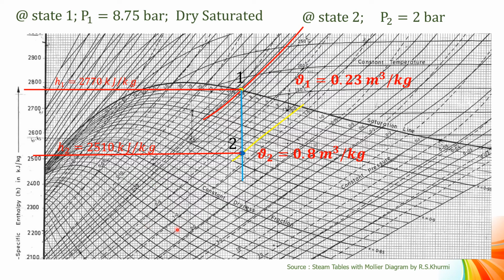Now we have to measure the value of specific volume V2. See, this is 1 meter cube per kilogram specific volume. This is 0.5 meter cube per kilogram. So accordingly, we have to find out the corresponding specific volume V2, which is 0.8 meter cube per kilogram.